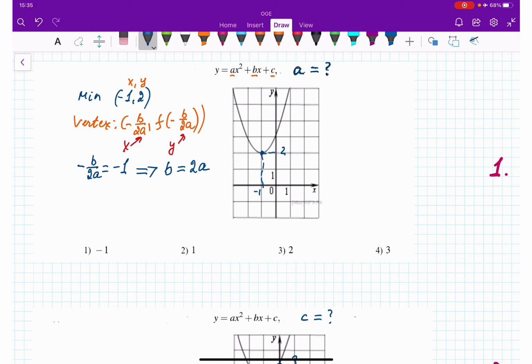Now let's figure out c, because once I find this b and this c, I can find a. So how much is my c? C is a y-intercept, meaning where the graph of the function is crossing the y-axis. Here it is, this is where it's crossing. This is my c, and it's +3, right?